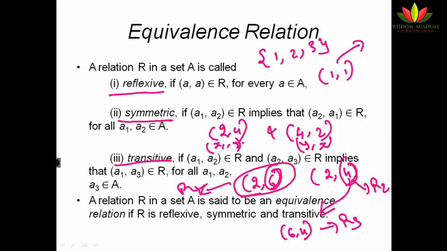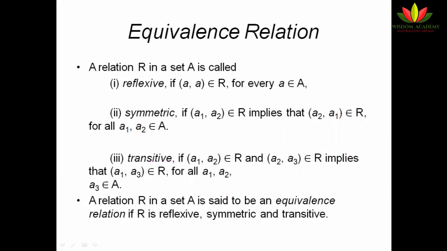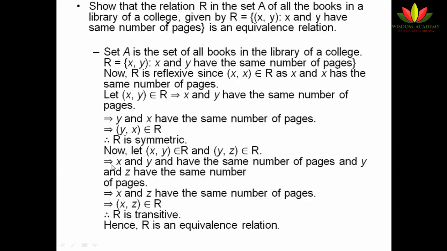If I go for a practical example, you will understand more clearly, so I will show you now. I am taking books in a library as an example, and the relation is given by: they should have the same number of pages. That is, if I have 2 books having the same number of pages, then I will say it is a relation. And they ask whether it is an equivalence relation or not. For an equivalence relation, there are 3 important properties to be proved.